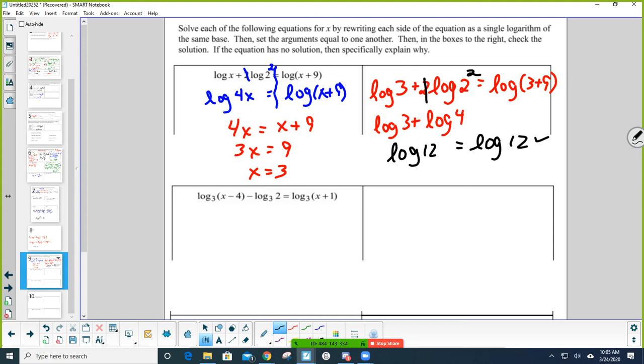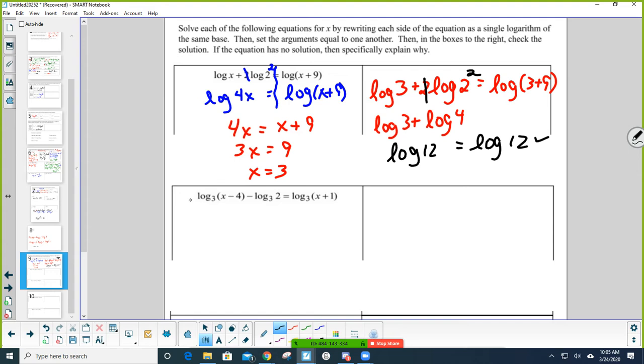So are you all okay with that one? You have to check it because sometimes it's not going to work. There's a reason why they have that check side. Any questions on that one before I move on to the next one? Okay, let's go to the next one.